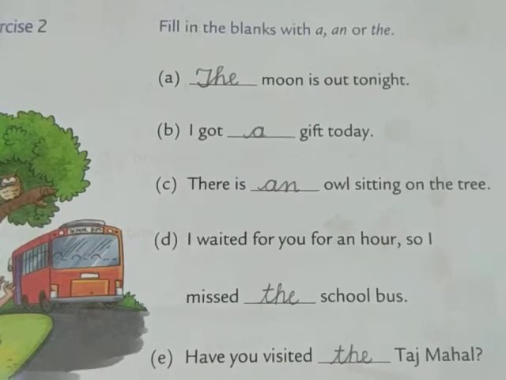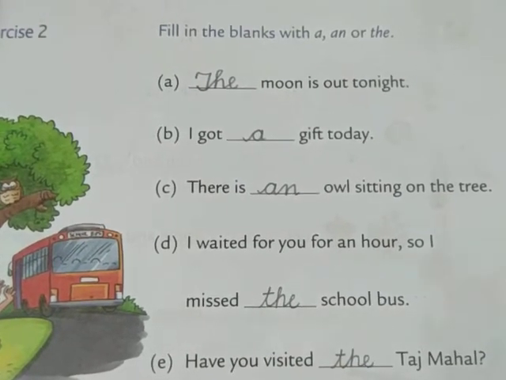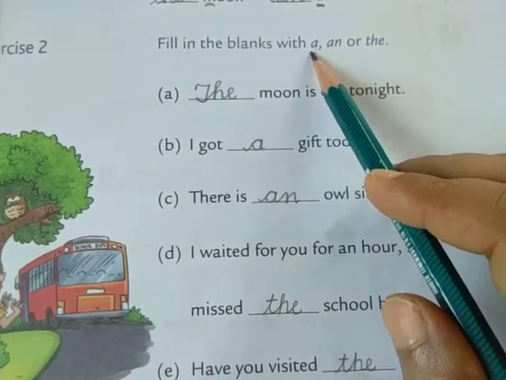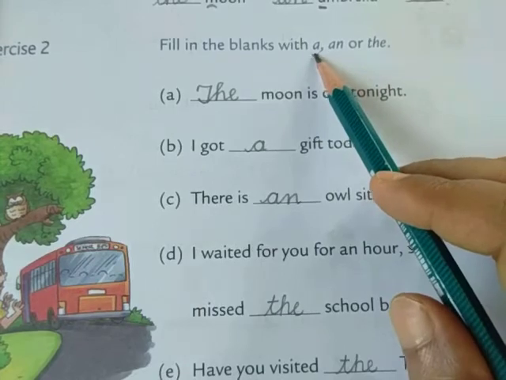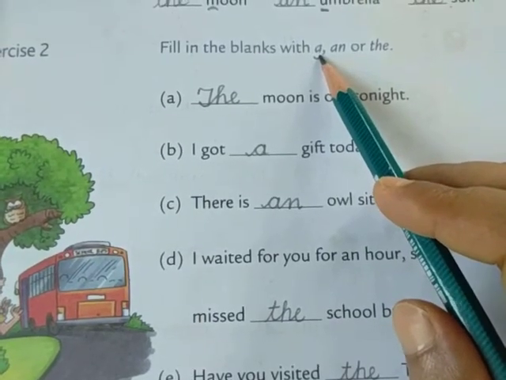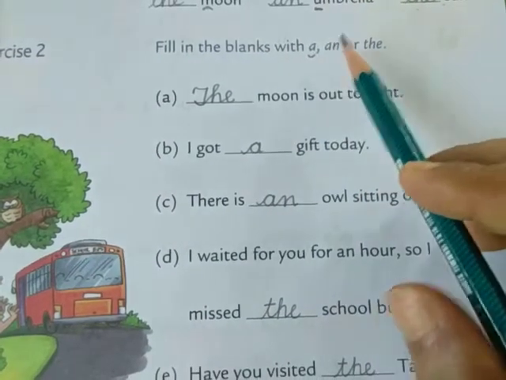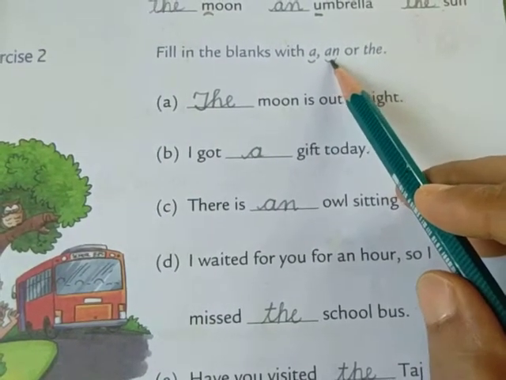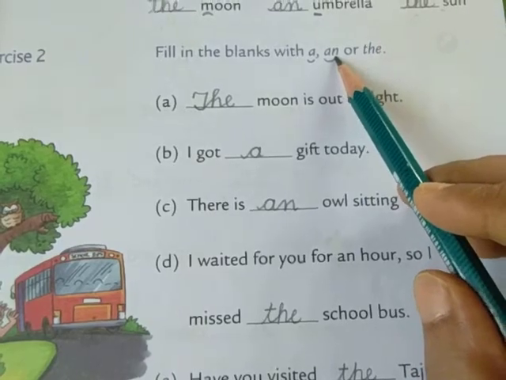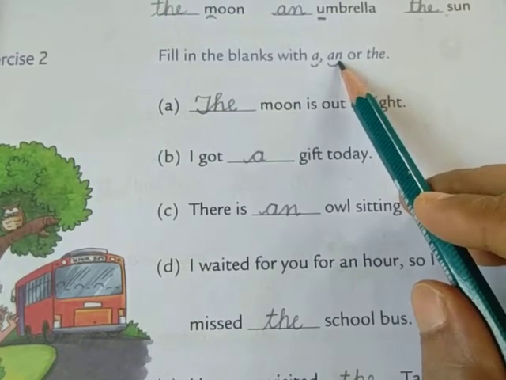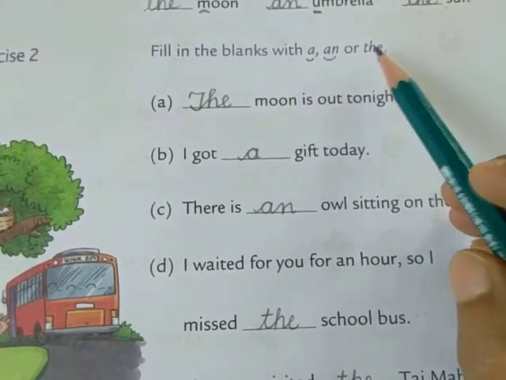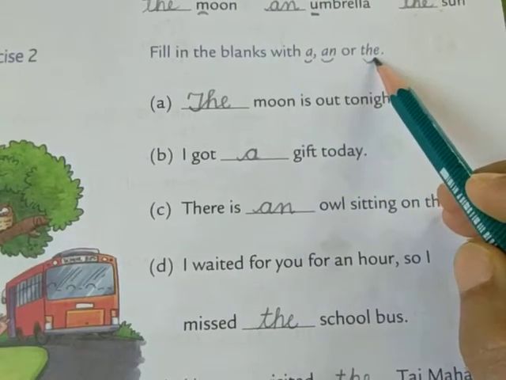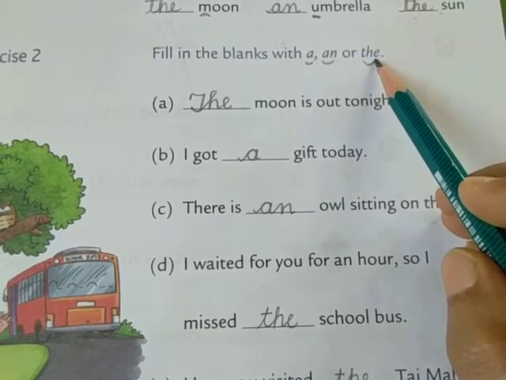Again here the same exercise is there. Fill in the blanks with a, an, or the. Again I am reminding you, a is used with the naming word that is one in number and starts with a consonant. An is used with the naming word that is one in number and starts with a vowel, and the is used for a particular object.